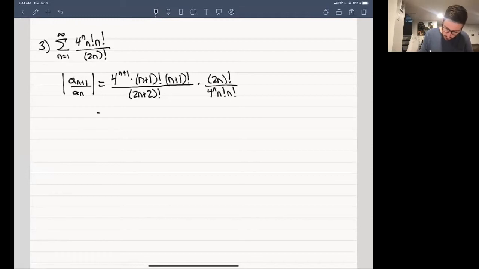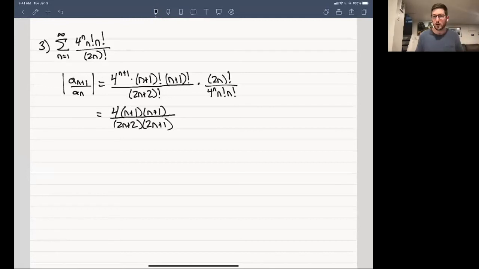the 2n plus 2 factorial and the 2n factorial are going to leave me with just 2n plus 2 times 2n plus 1 in the denominator here. The 4 to the n plus 1 divided by 4 to the n leaves me with a 4 in the numerator. And the n plus 1 factorial times n plus 1 factorial divided by n factorial leaves me with n plus 1 times n plus 1 in the numerator. So this is the same thing that we just saw in the previous example.